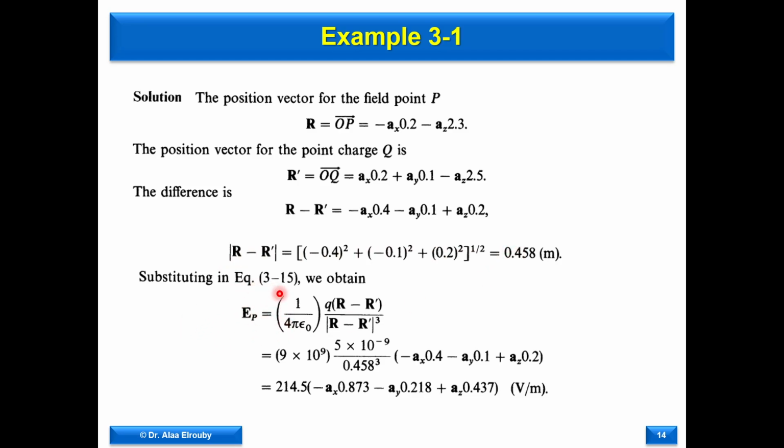So the electric field at the observation point equals 1 over 4 pi epsilon naught multiplied by Q. Q is 5 nanocoulomb. 1 over 4 pi epsilon naught equals this value here, and this is R minus R prime divided by the magnitude cubed, so it has this expression.